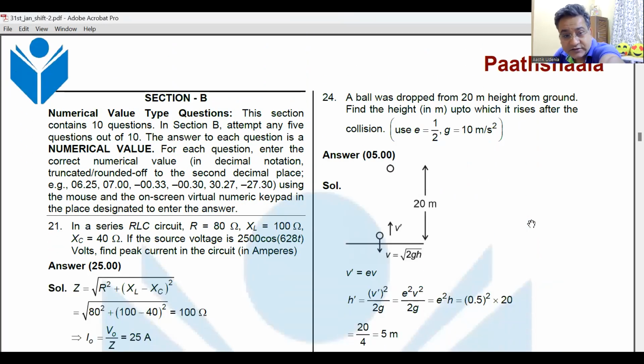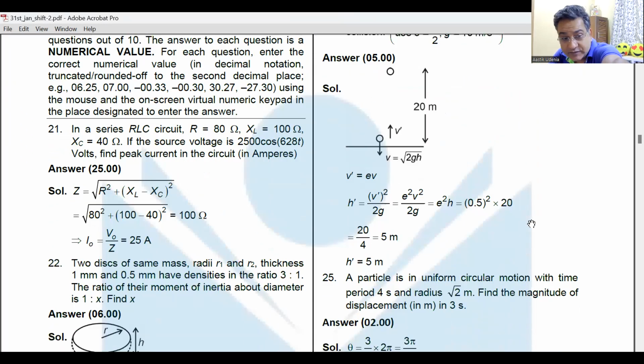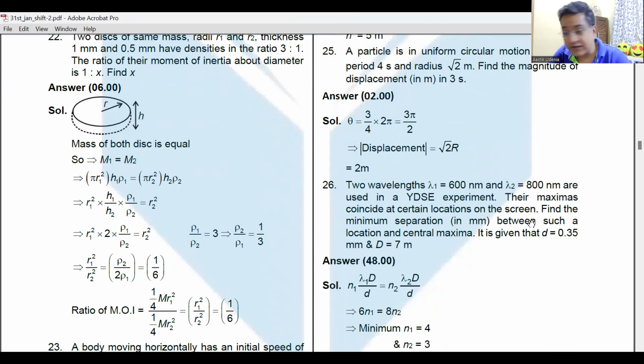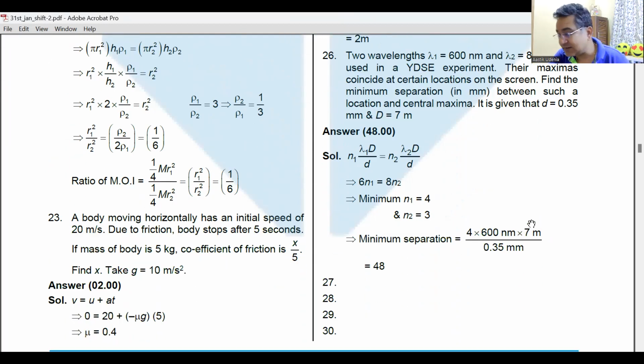Question number 13. This is question number 14. I had given you the formula for this. Question number 15. I've solved question 15. That's it. Solving this question should not take more than 30 minutes. That's it. You're done. Physics is done.